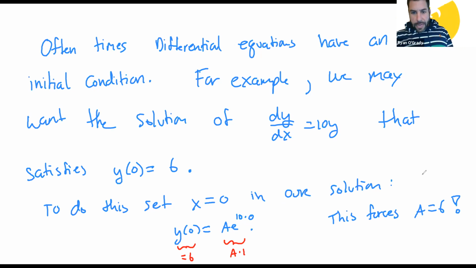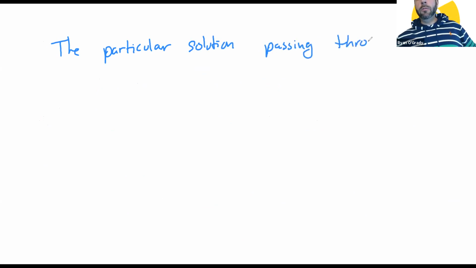So what we would say is we would do the following. We would say the particular solution passing through 0, 6 is y equals 6e to the 10x.